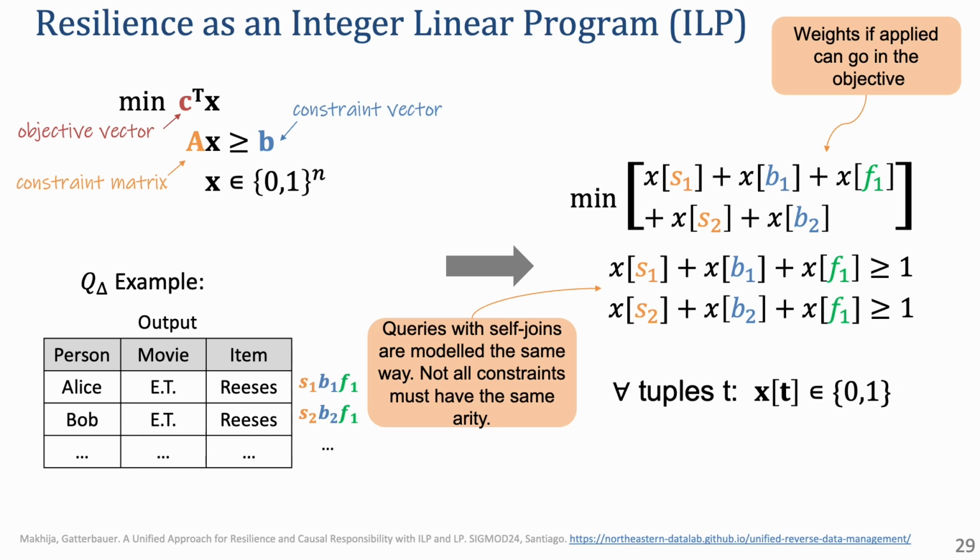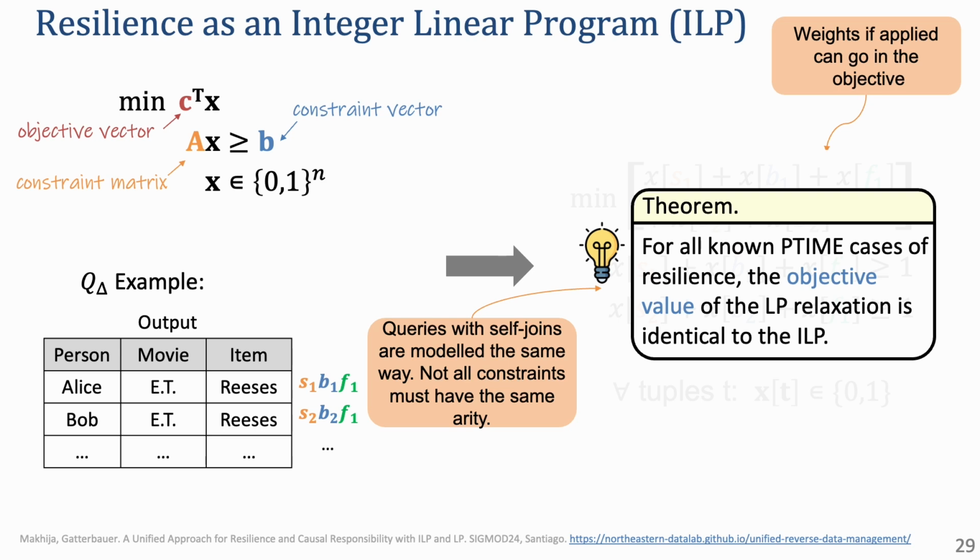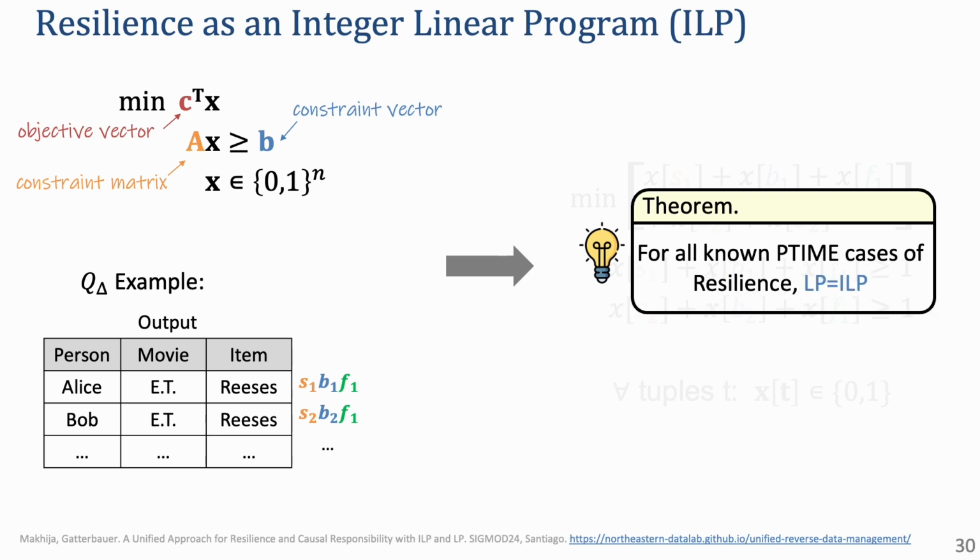Now, the key thing here is that this is not just any integer linear program, but one that has a rather special property. For all known tractable cases of resilience, the objective value of the linear programming relaxation and the integer linear program are exactly the same, and we can prove this. For shorthand, I will just say that LP equals ILP, but what I mean by this is that the objective values of the linear program and the integer linear program are exactly the same.